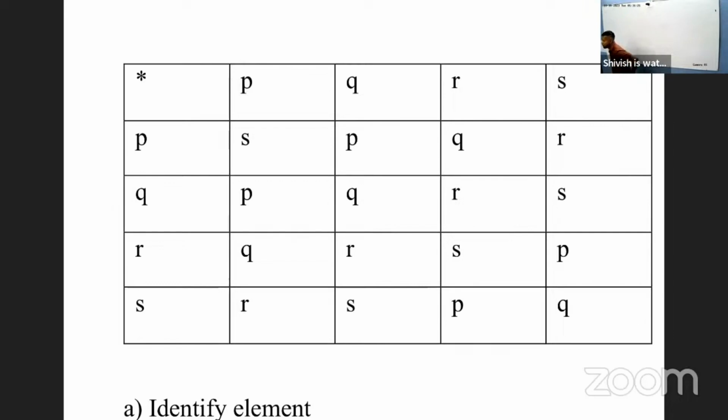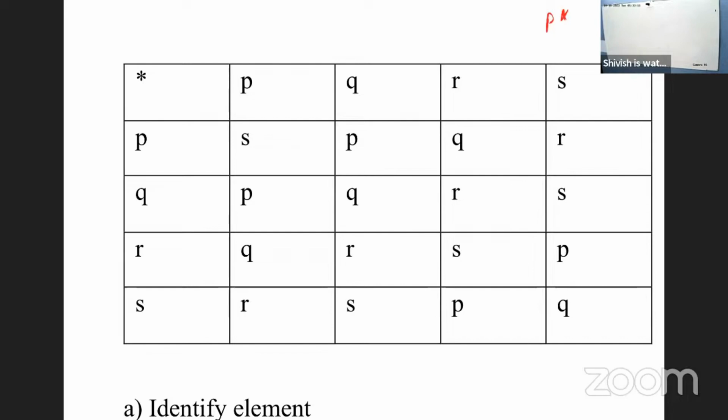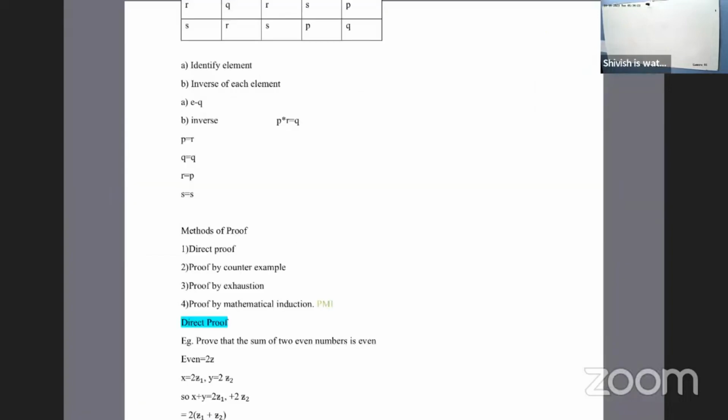Find the inverse for all quickly. P star something given in Q. What is that? R. Yes, R. Q star something given in Q. Right, Q. R star something given here. Q. P. And last one, S star something given in Q. Okay. All right. That was that, right?